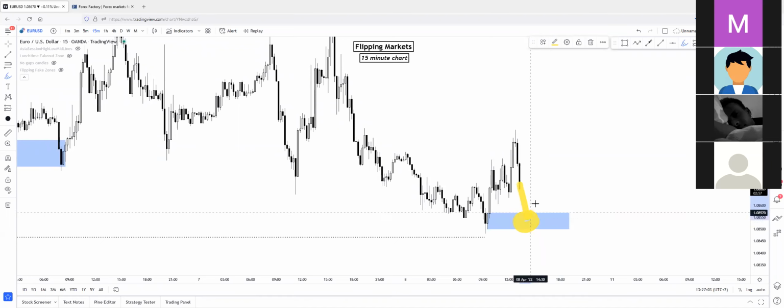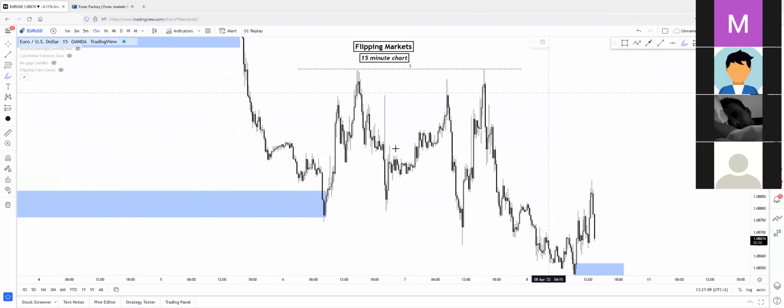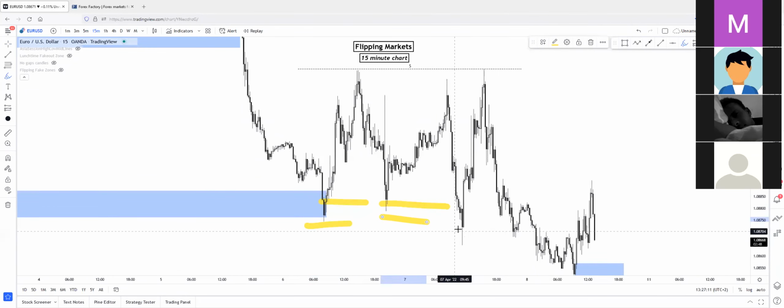And after the tap of this zone happens, we will be able to wait for a break of this zone, because the break of these kinds of demand zones is happening over and over again, as you can see here, here, here, here. The break of these demand zones is happening over and over again.